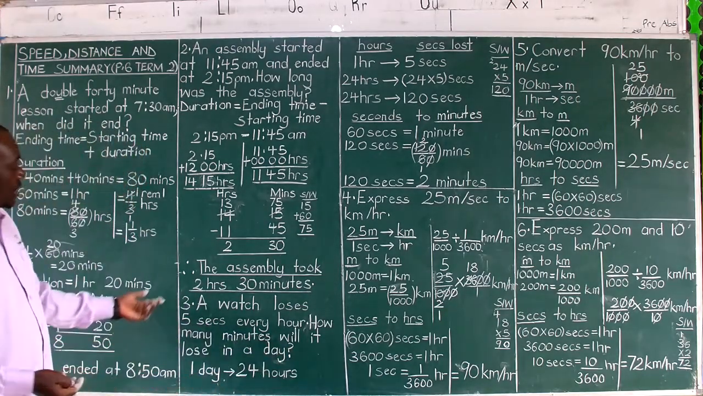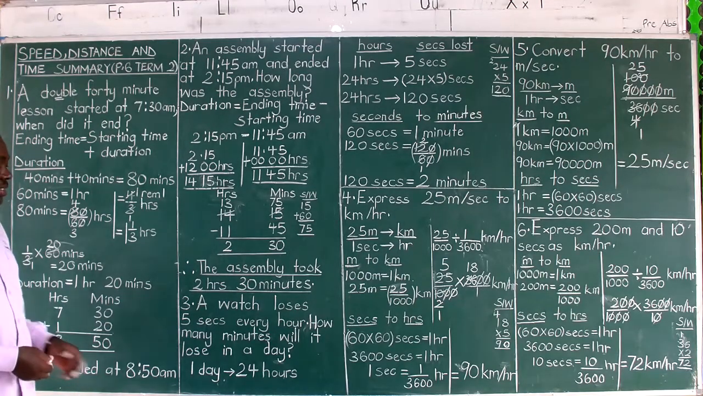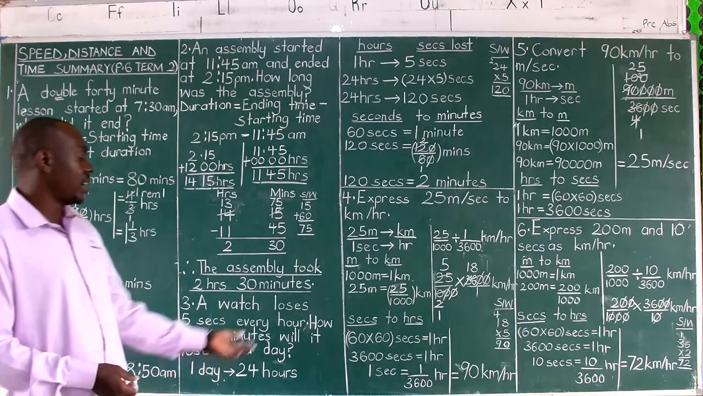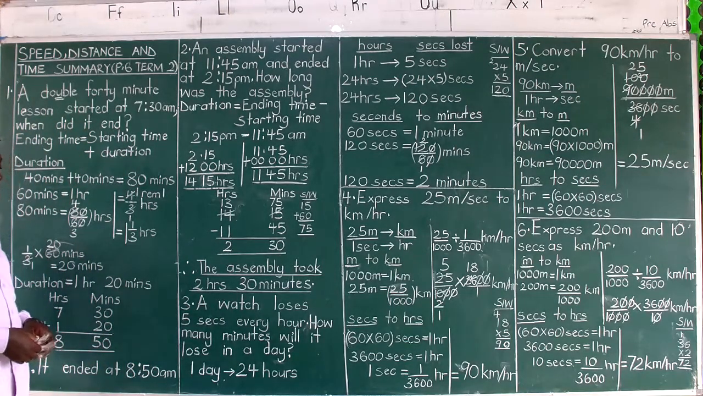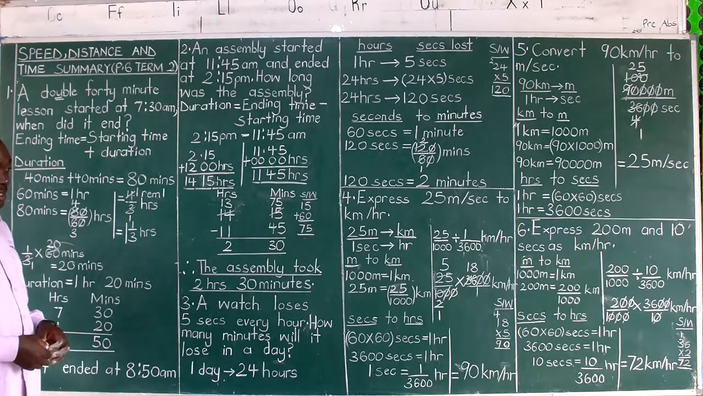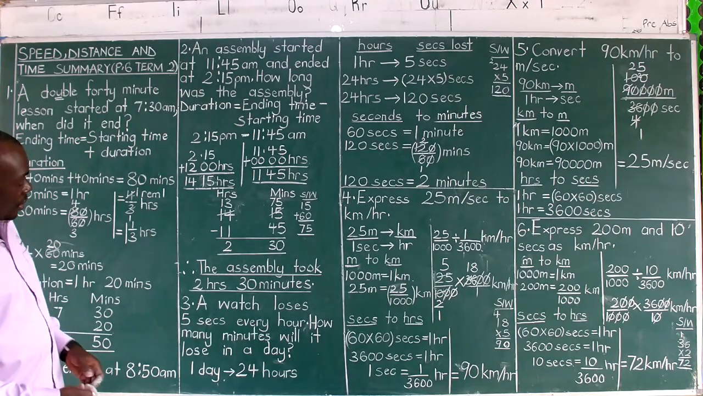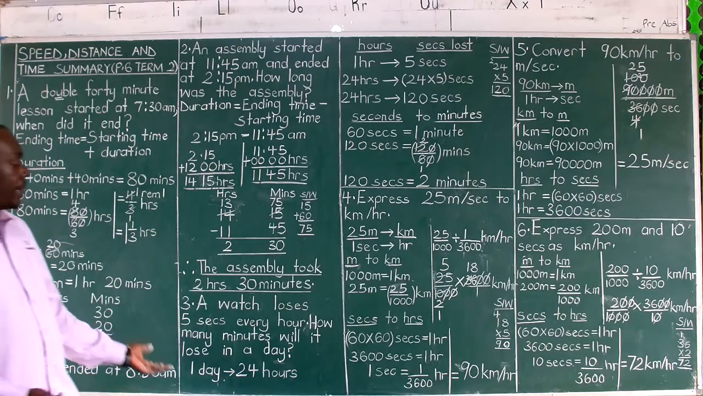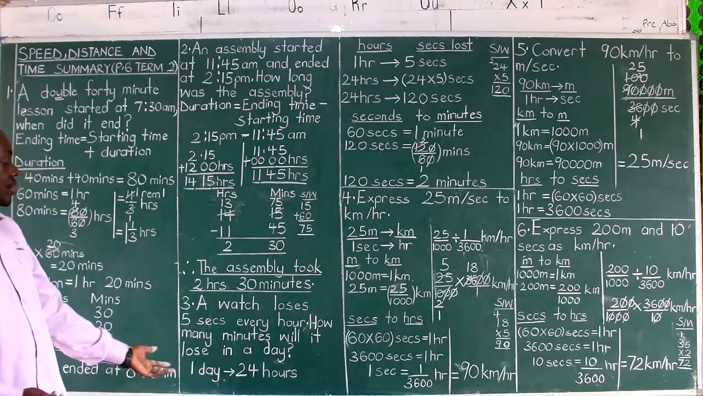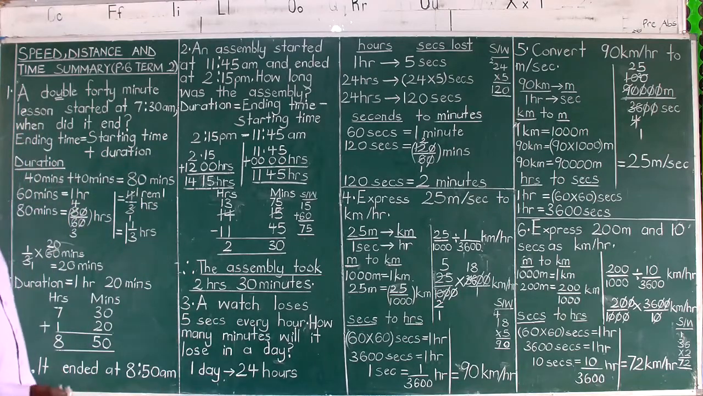Now we go. Example number 3: our watch loses 5 seconds every hour. Oh, this is a faulty watch. Maybe the battery is becoming low, or very old, or it's just faulty because it has a loss of 5 seconds every hour. Okay, now the question: how many minutes will it lose in a full day?